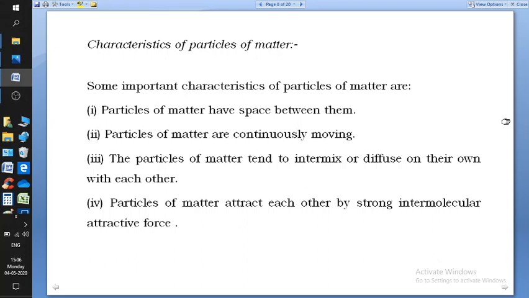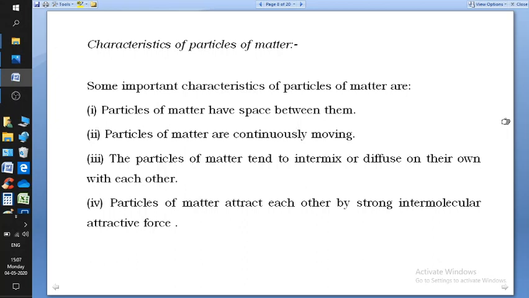Now let us look at the characteristics of these particles. We've seen that every matter is made out of particles. Now what are the characteristics of these particles? Number one, particles of matter have space between them. Whether it's in the solid state or liquid state or gaseous state, in whatever state they are, these particles should always have space between them. Then, particles of matter are continuously moving, and these particles should always be continuously moving because they have got energy.